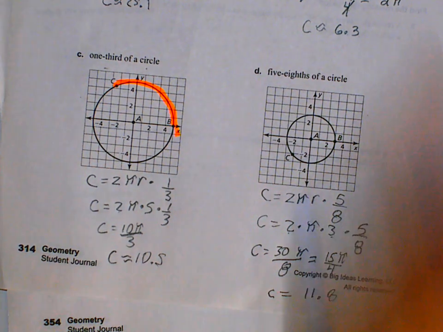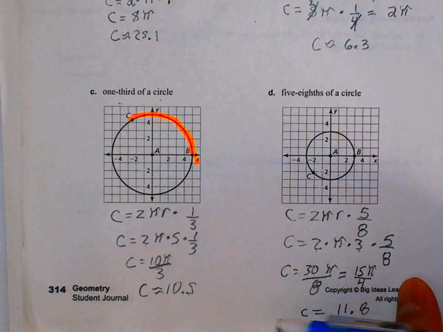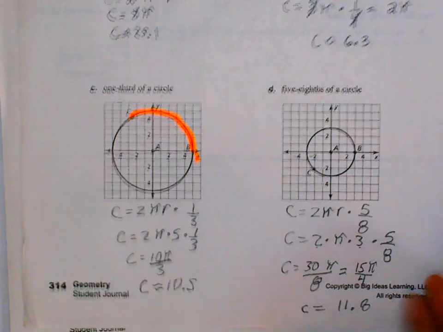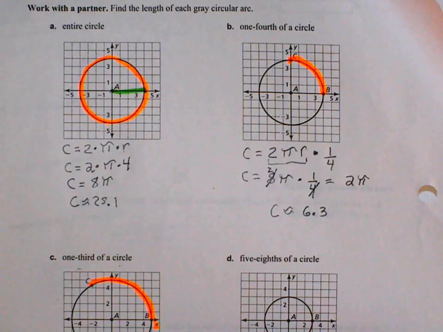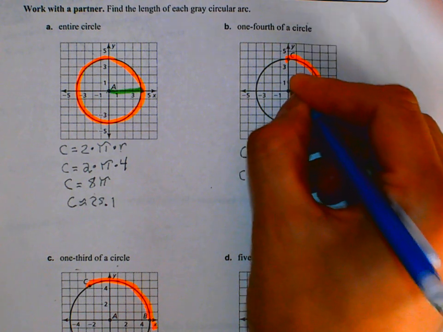But I want to show you something now that we have all 4 of the answers. Let's go back to part B. Now, here in this part, they wanted only 1/4 of the circle. My question is, guess what angle this is right there?